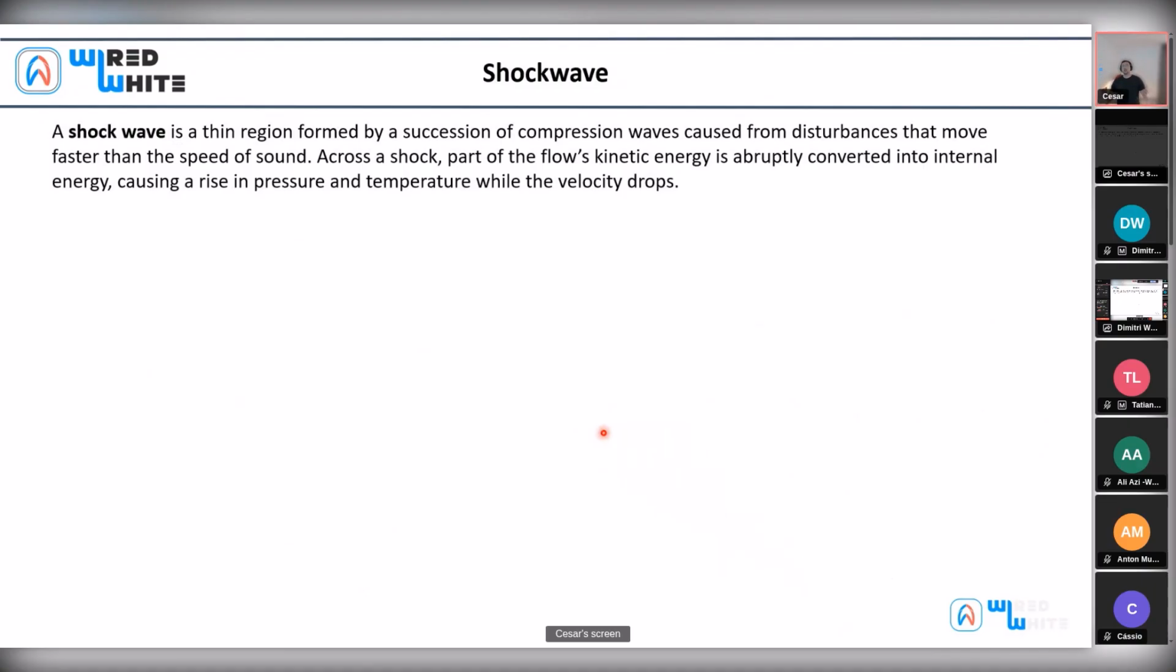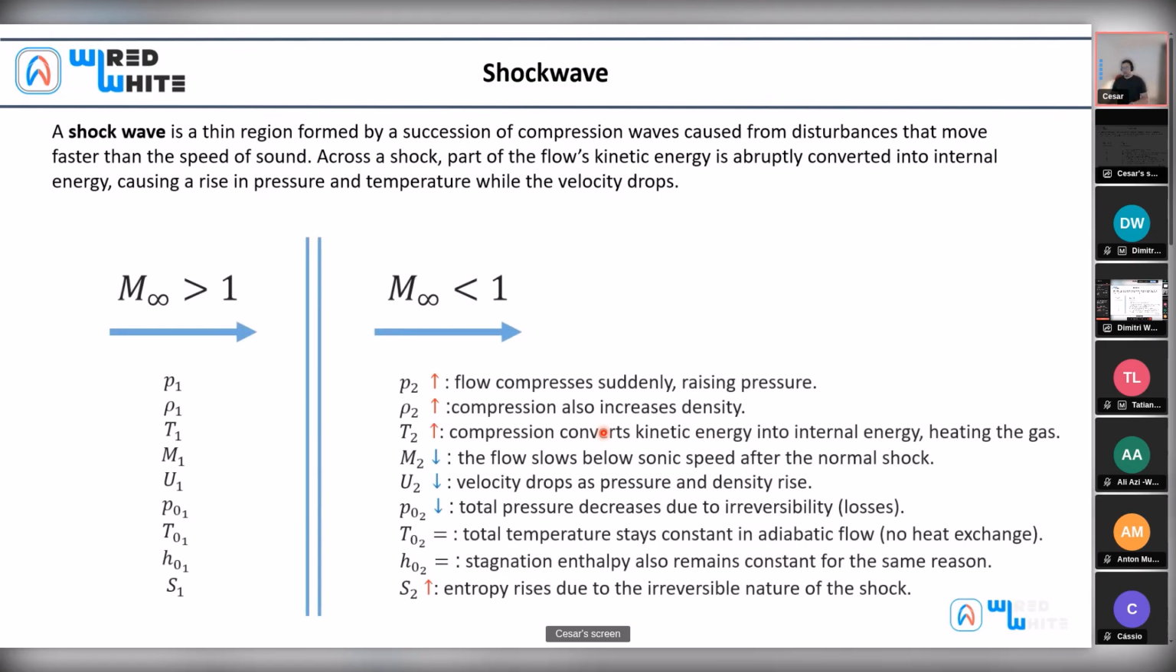And basically, a shockwave is a thin region formed by a succession of compression waves caused by these disturbances that move faster than the speed of sound. What effect does it physically have on the flow? So let's assume that we have a flow that moves faster than the speed of sound. This is Mach larger than 1, and then it is abruptly slowed down by the presence of a normal shock, and therefore is brought back to subsonic conditions.